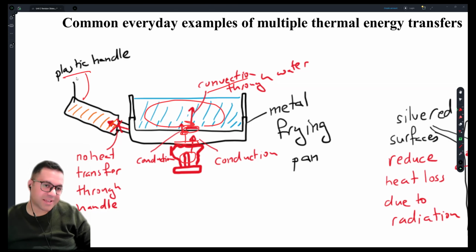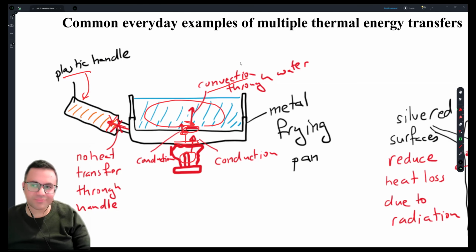Obviously, the handle is made of plastic. Why? Because we don't want it to conduct heat. I want to hold on to this wok as I make my fried rice or something, and I don't want it to get hot.